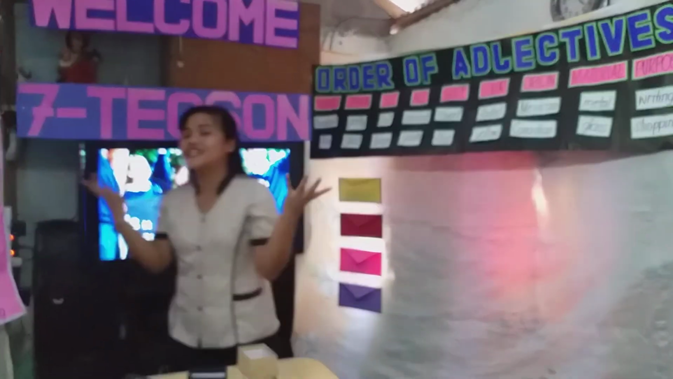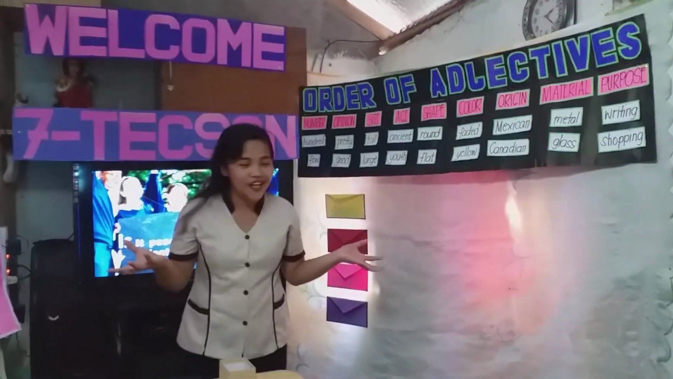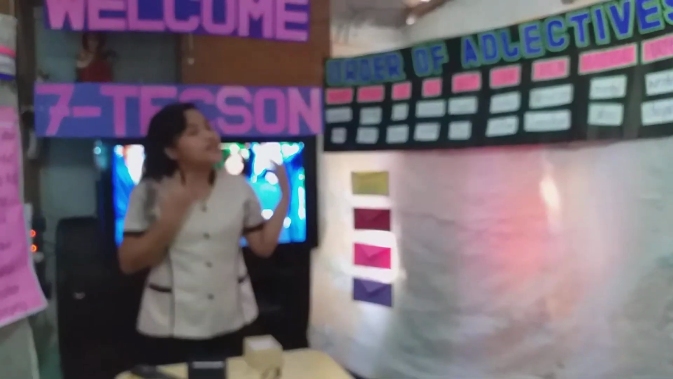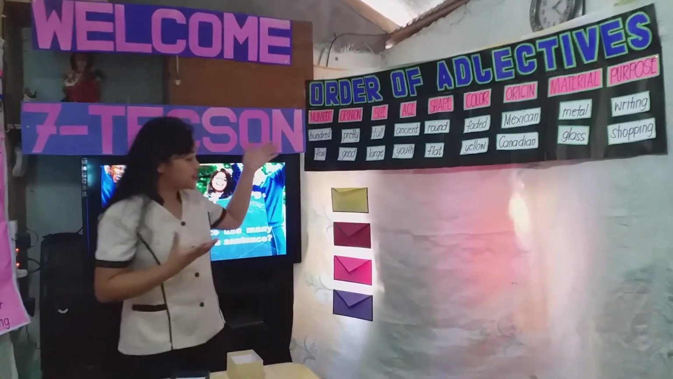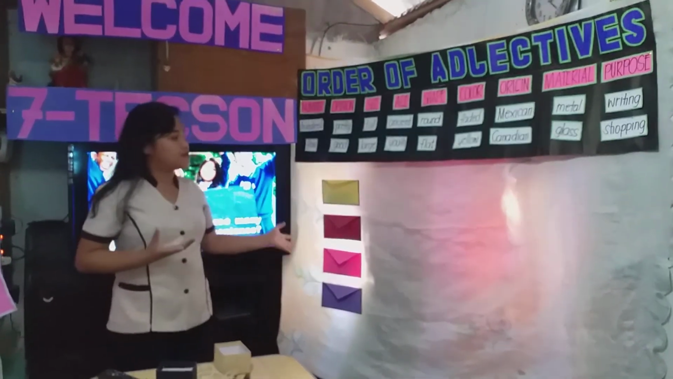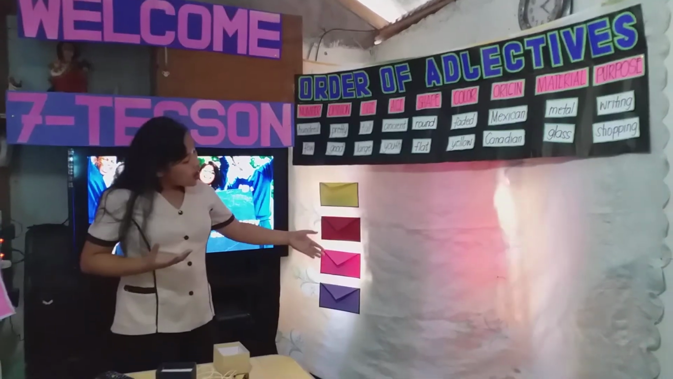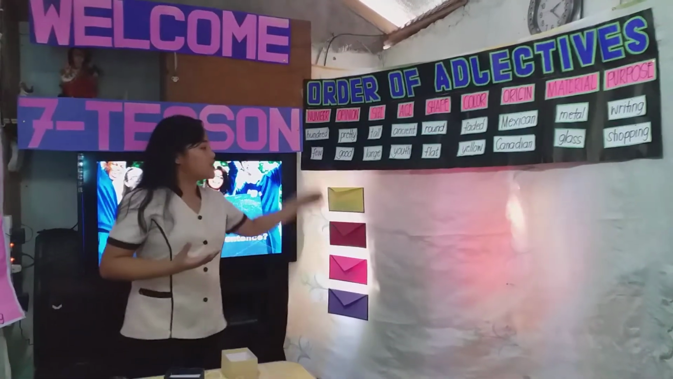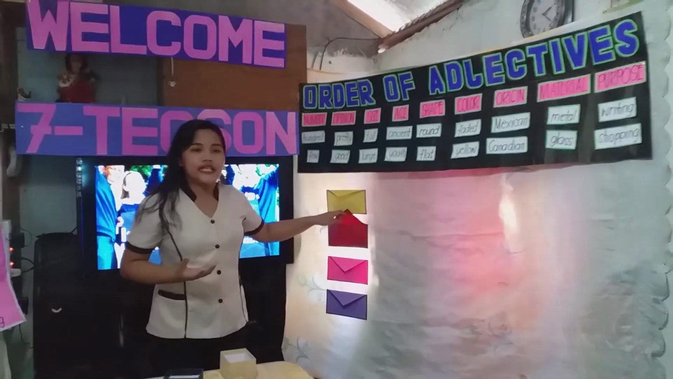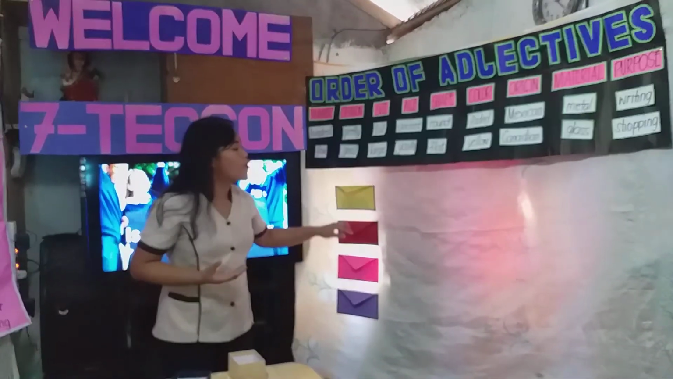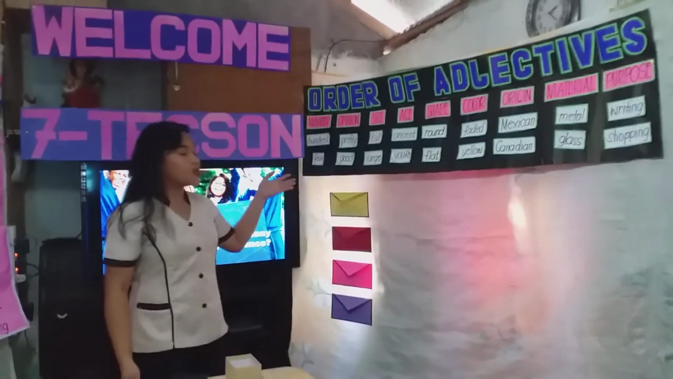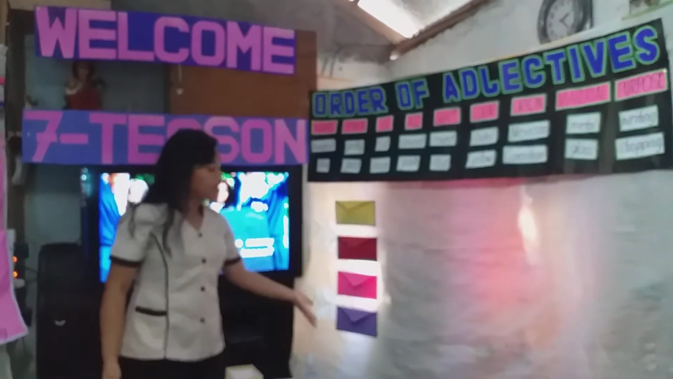So do you now understand what is our lesson? Very good. So I have here another set of tasks. So as you can see, we have 4 different colored envelopes. So yellow, red, pink, and purple. So this envelope contains different words inside it. So now, yellow is for group 1, group 2 is red, group 3 pink, and group 4 is purple.